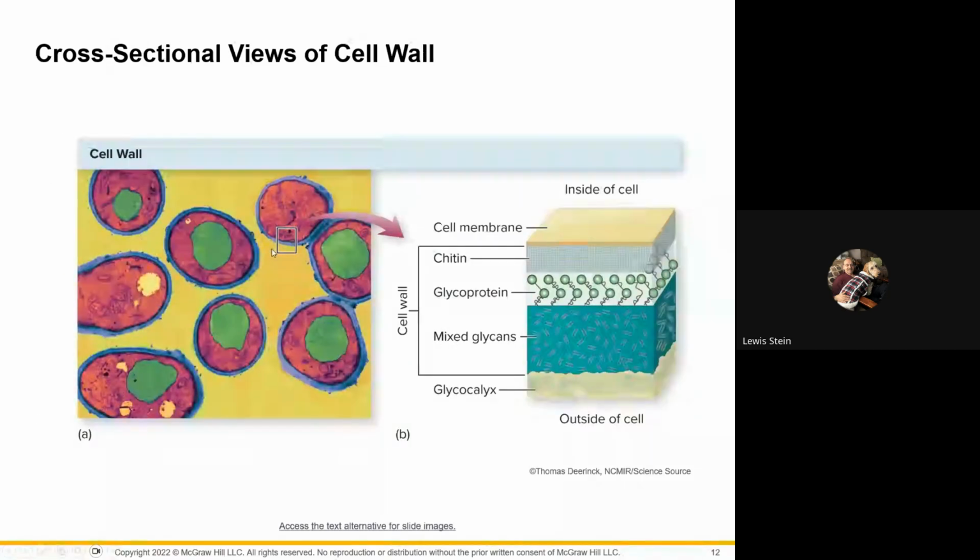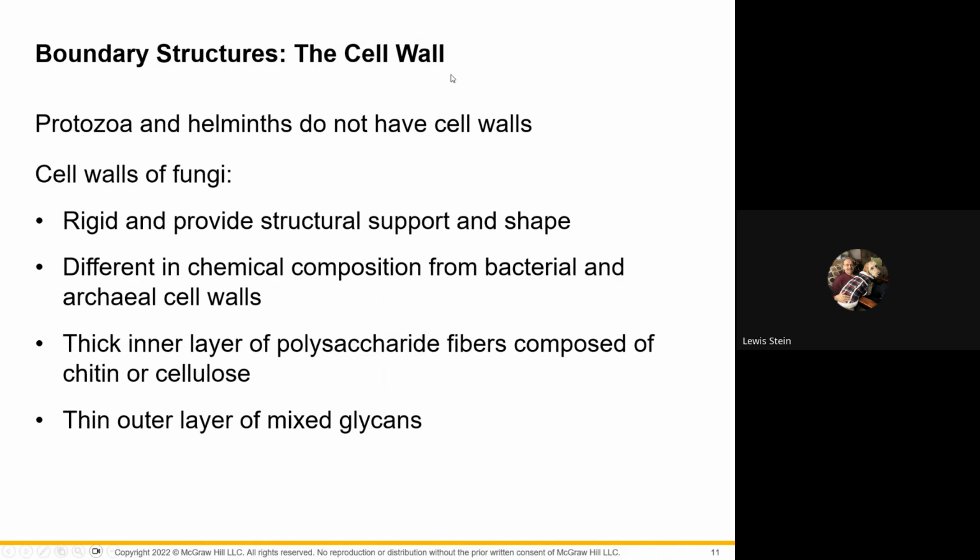But chitin is important because the other things don't have that. Here you can see mixed glycans, chitin, all of that type of stuff. Just remember that chitin's part of it. But again, these have a cell wall. So if you look back, algae and fungi or yeast have a cell wall.